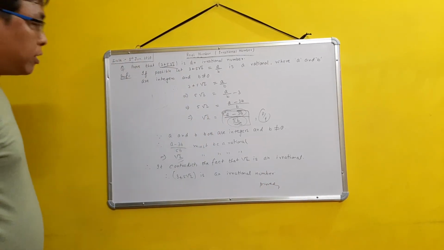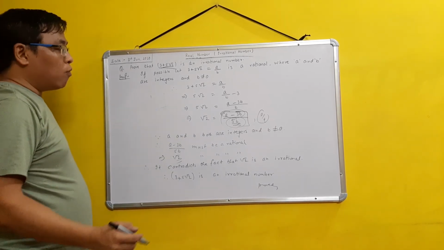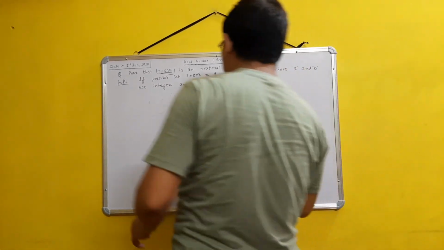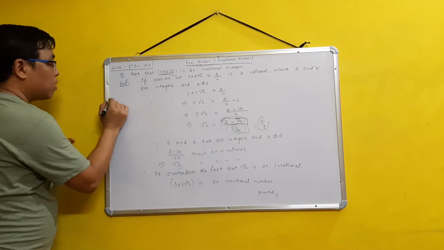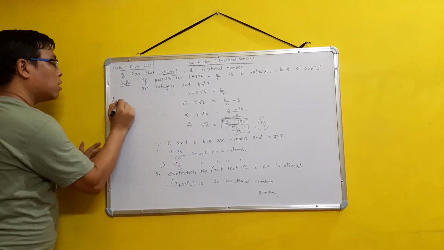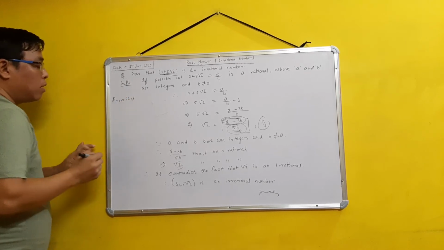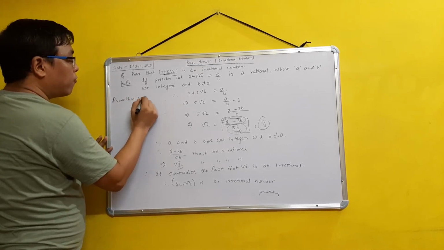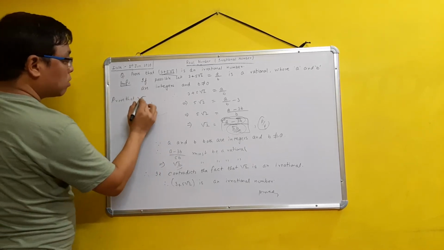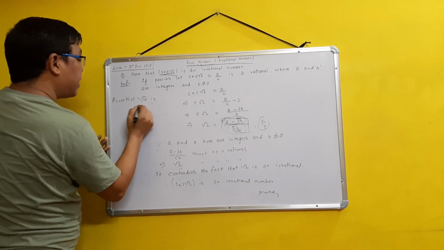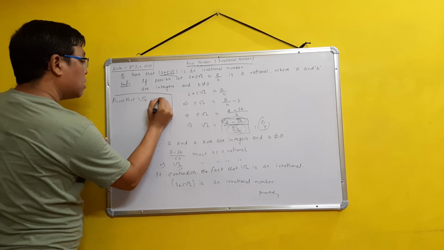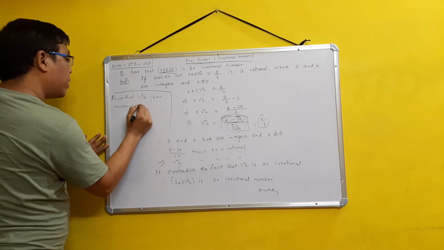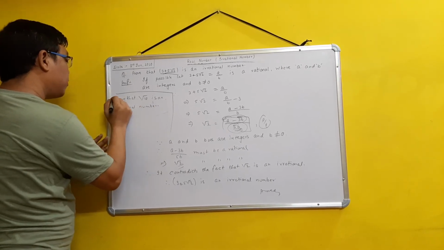Okay, so now I'll give you some assignment, some homework. Prove that square root of 10 is an irrational number. Okay, this is first question.